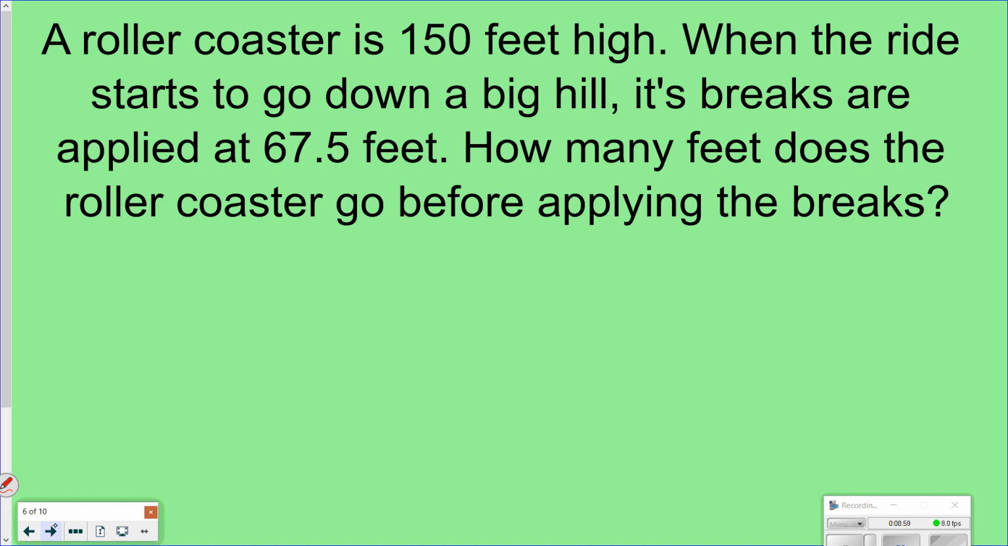There we go. It's about a roller coaster. A roller coaster is 150 feet high. When the ride starts to go down a big hill, its brakes are applied at 67.5 feet. How many feet does the roller coaster go before applying the brakes? All right, so I'm going to draw a picture. Okay, so we start, this is 150 feet.